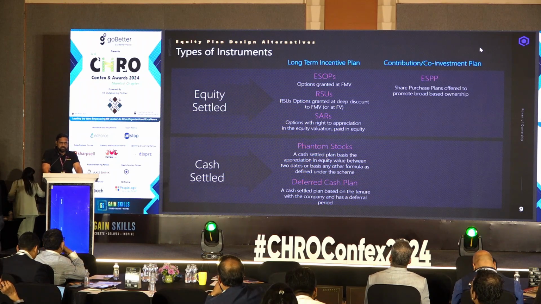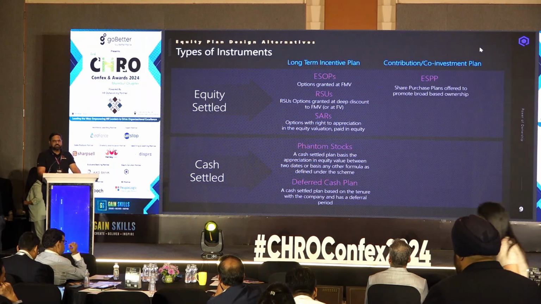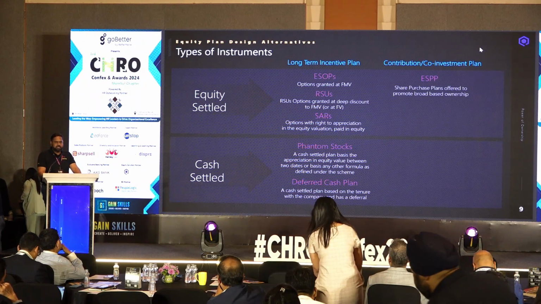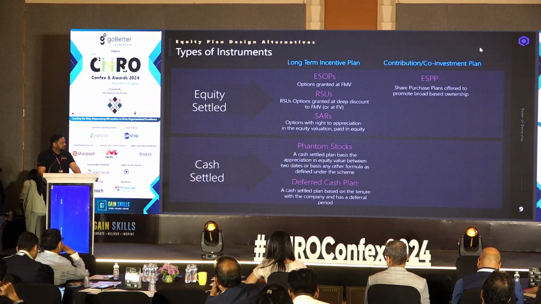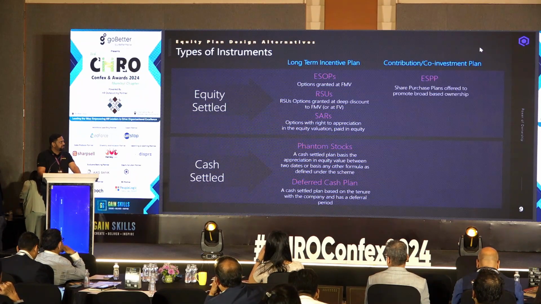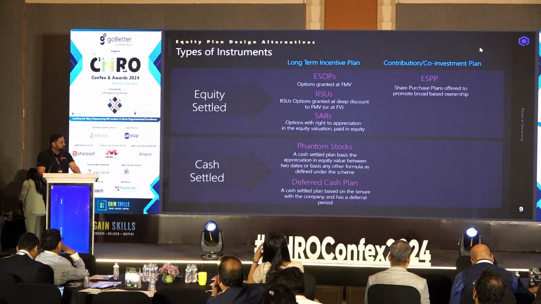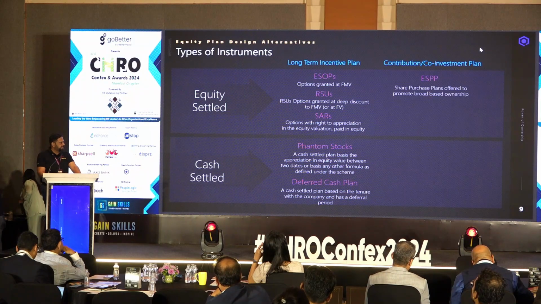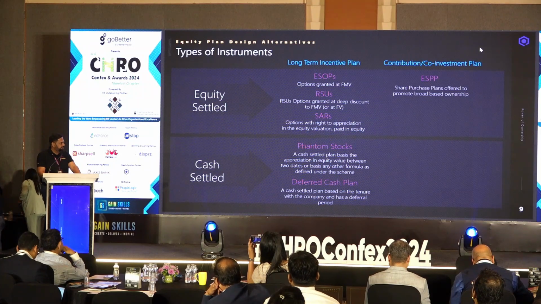Then we have a deferred cash plan where typically an amount is set basis the tenure the employee has spent in the company, and there is an associated deferral period. So these are the 5 typical instruments in a long-term incentive planning which companies employ. We'll see the difference or the comparison between these instruments in the next slide. Basically, the equity settled instruments, ESOP, RSU, SARs, and phantom.